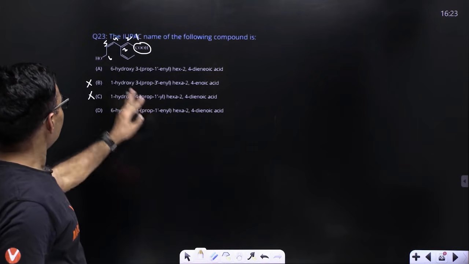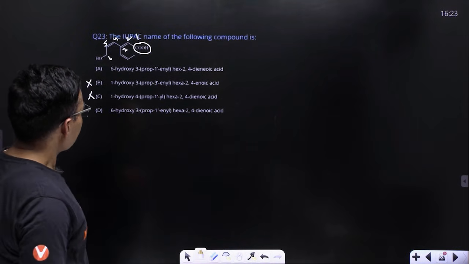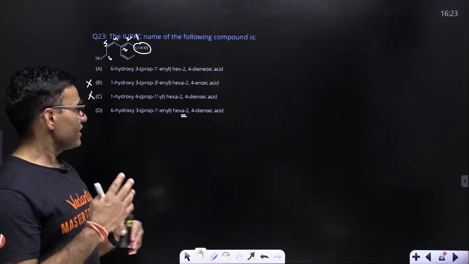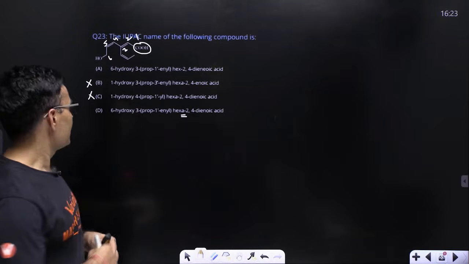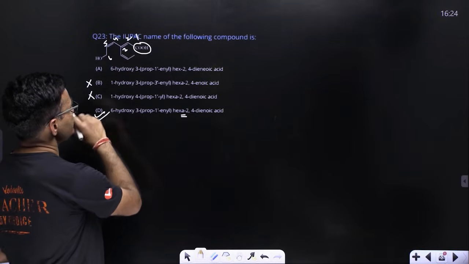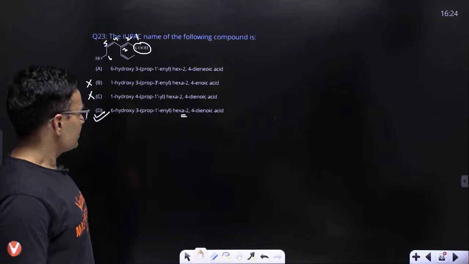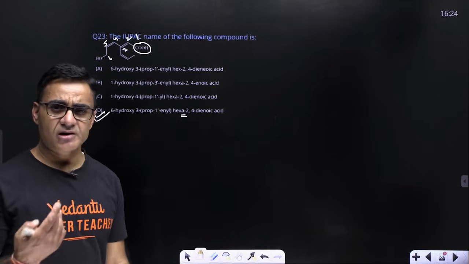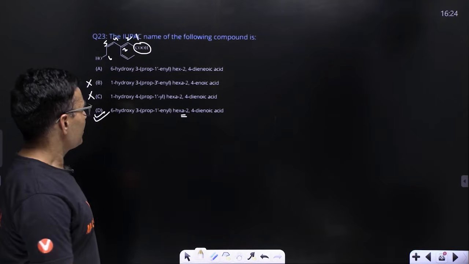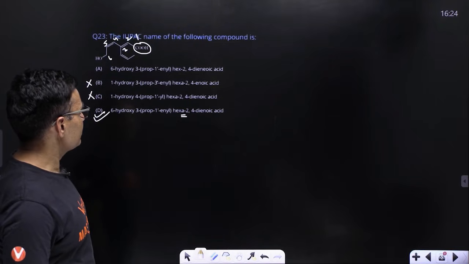3 prop 1 enyl is in A as well as in D. Hexa and hex, it's going to be hexa 2,4 dienoic acid. So this is going to be the correct answer. All right, whenever there is a diene or triene, we use nomenclature like hexa, penta, buta in this way. So D is going to be the correct one.